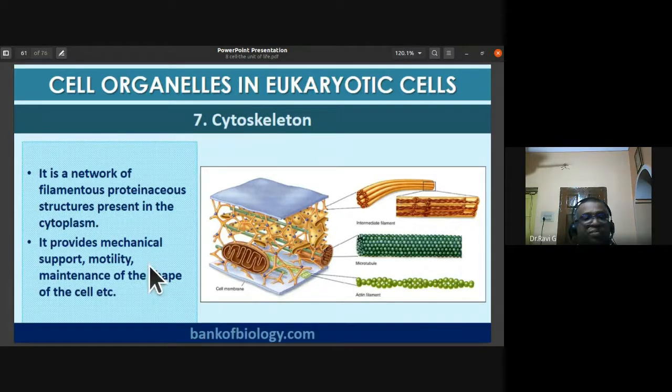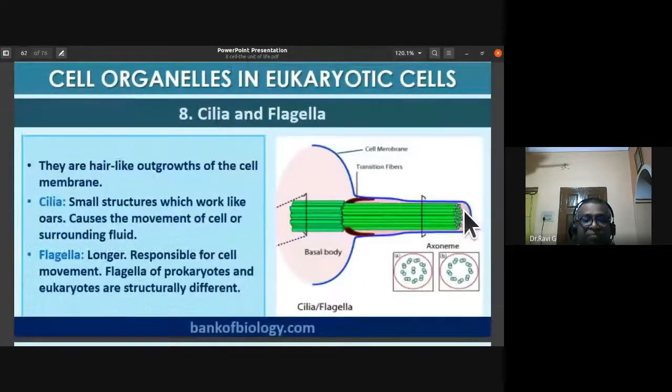It is a network of filamentous proteinaceous structures present in the cytoplasm. The cytoskeleton provides mechanical support to the cell, motility, and maintenance of the shape of the cell. So remember about the cytoskeleton.